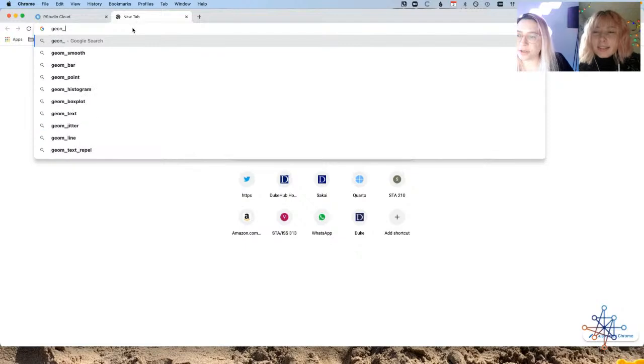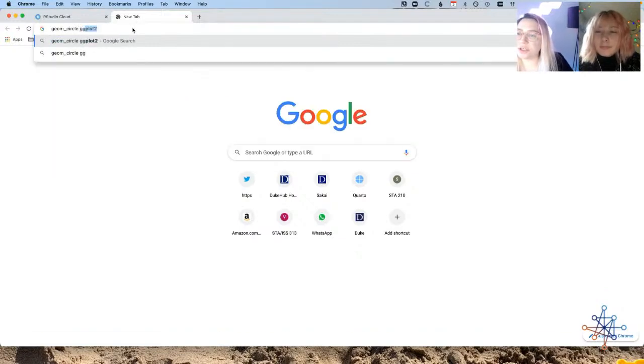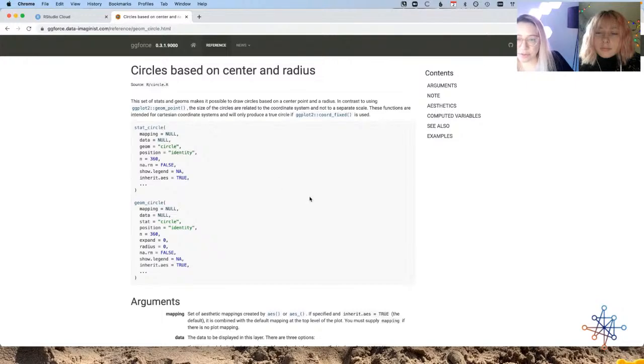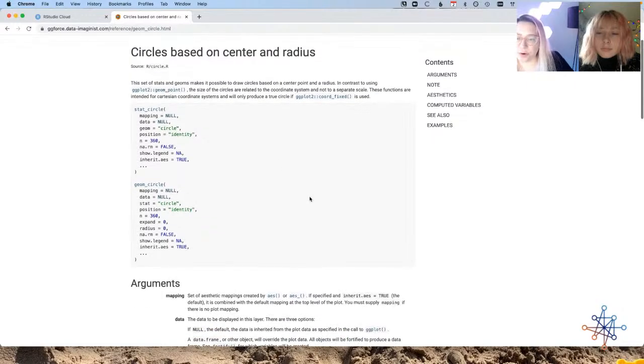Yeah, so geom_circle from ggforce. Let's take a look. Circles based on center and radius. Hey, that sounds pretty straightforward.